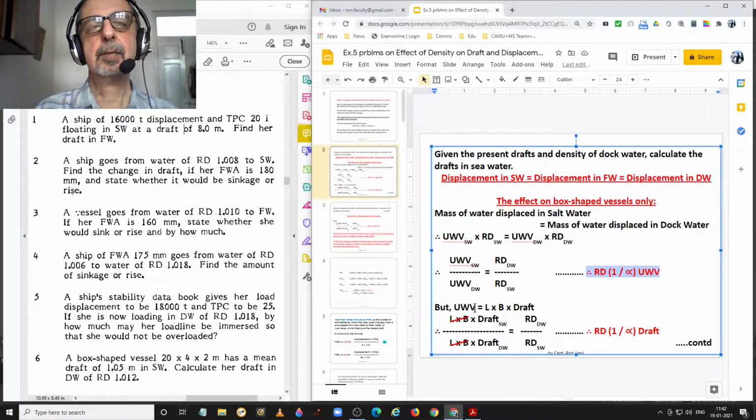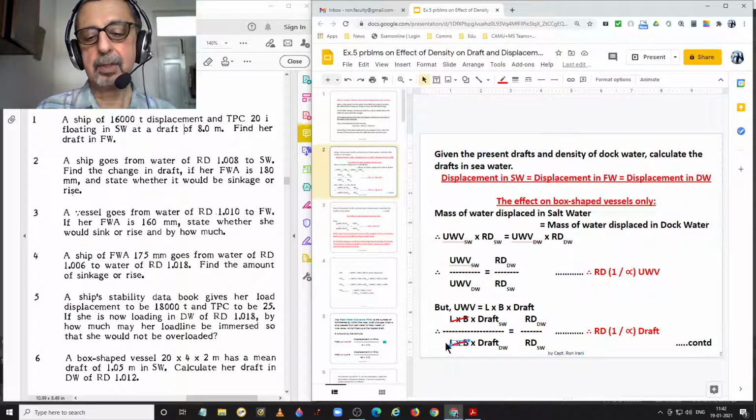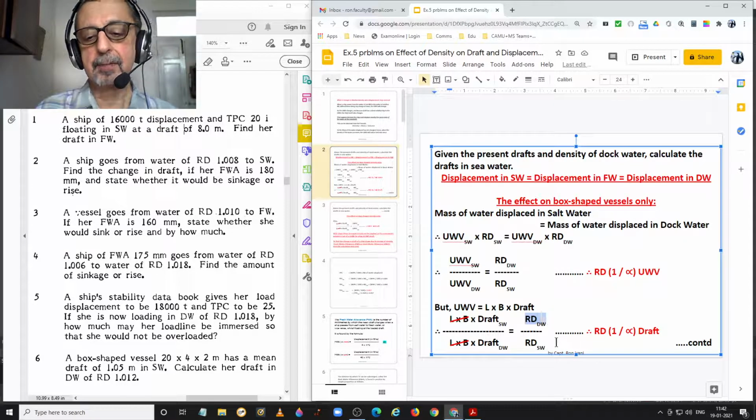But we know that the underwater volume is equal to length into breadth into the draft. Therefore, when we substitute that in place of underwater volume, we have length into breadth into draft in salt water divided by length into breadth into the draft in dock water, and that is equal to relative density of dock water divided by relative density of salt water. The length into breadth in the numerator and denominator on the left hand side cancels out, and therefore we see that the relative density is inversely proportional to the draft.